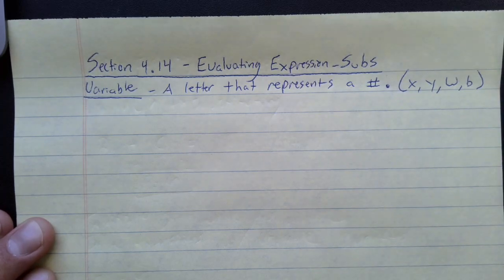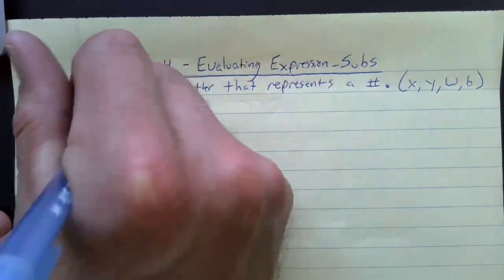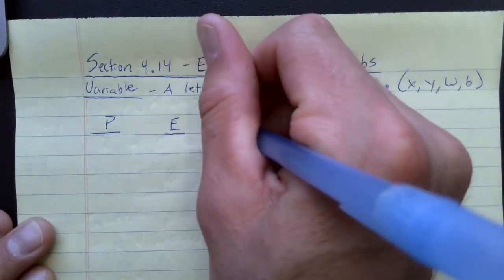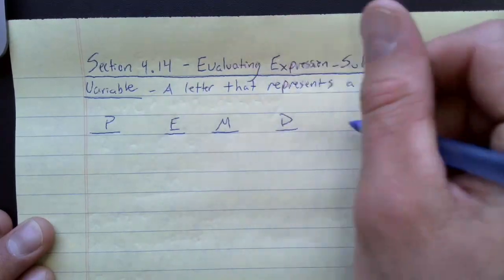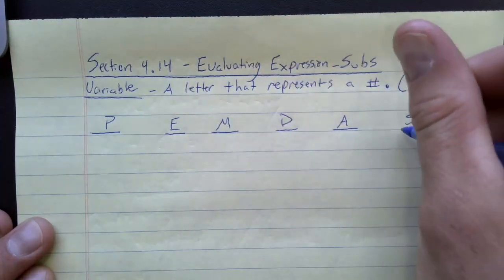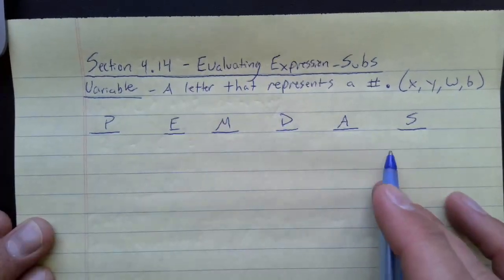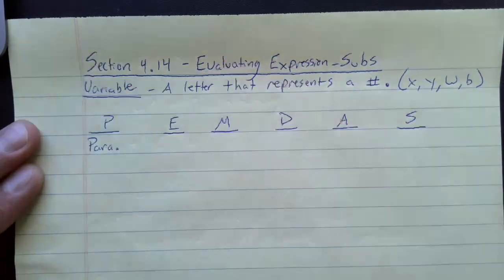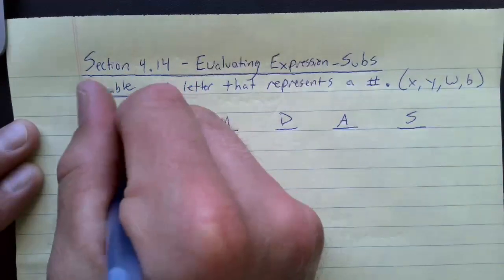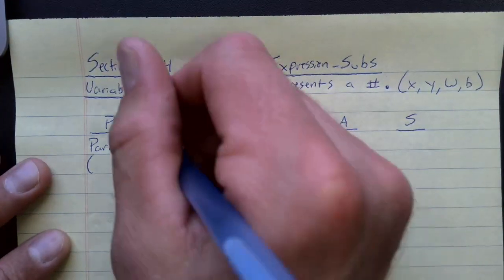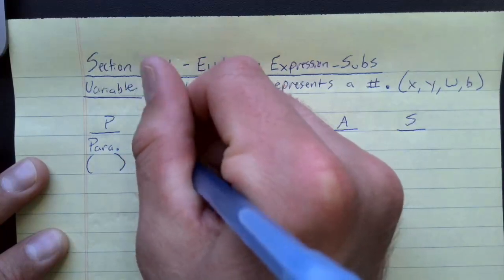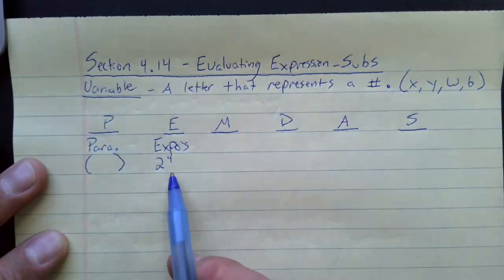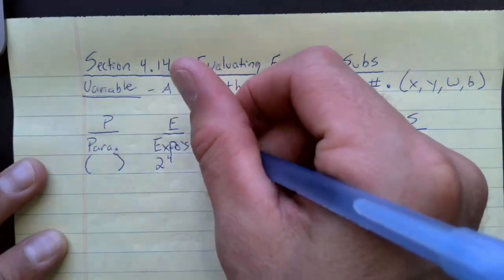All right. Now you also need to know PEMDAS. PEMDAS: please excuse my dear Aunt Susie. That's an acronym for PEMDAS. So we know that P is for parentheses, and you can abbreviate it as paren. E is for exponents, or expos. So 2 to the 4th power would be an example of your exponents.